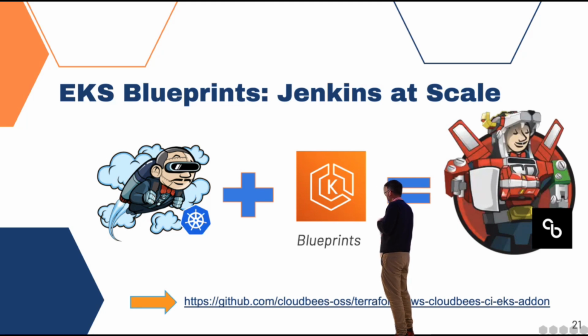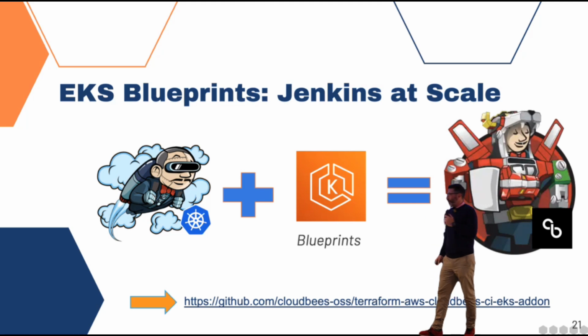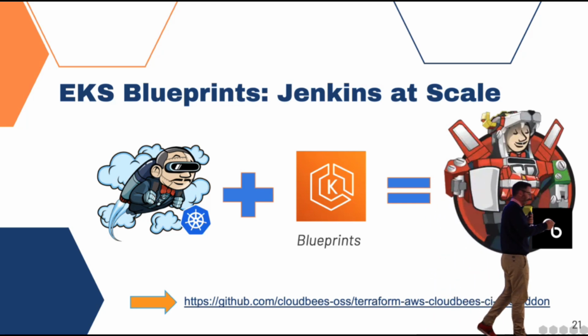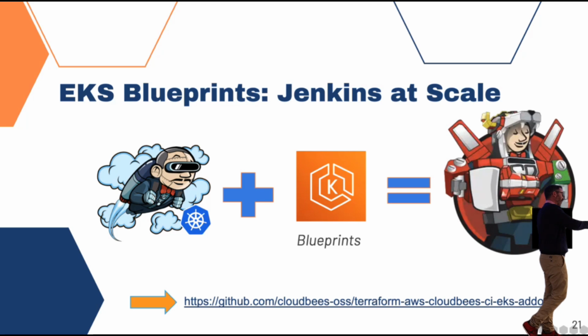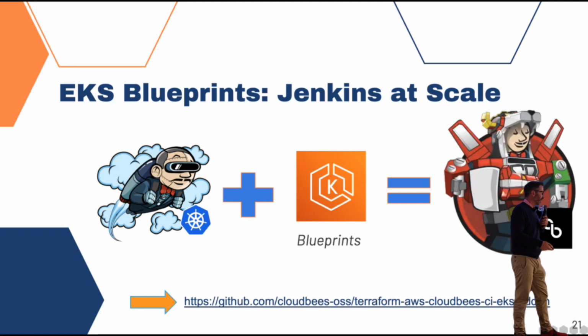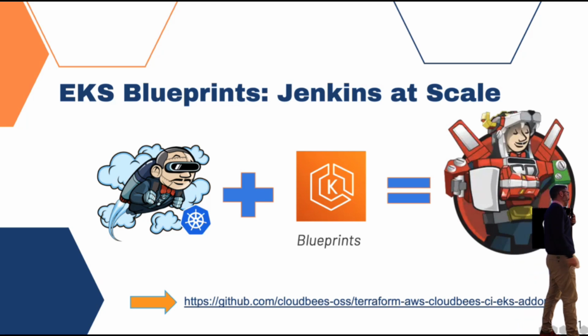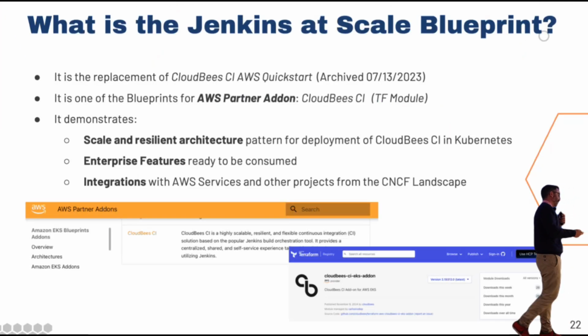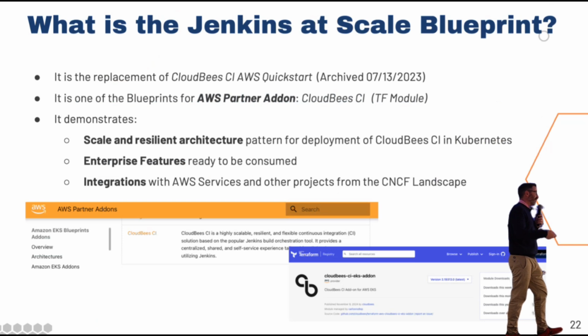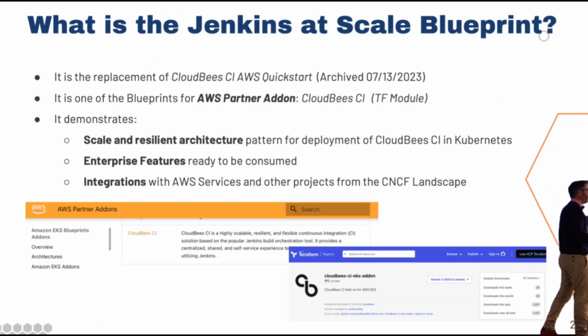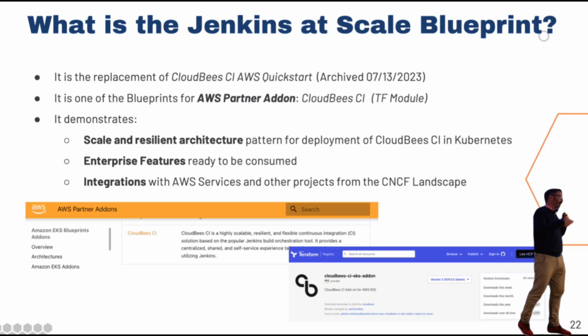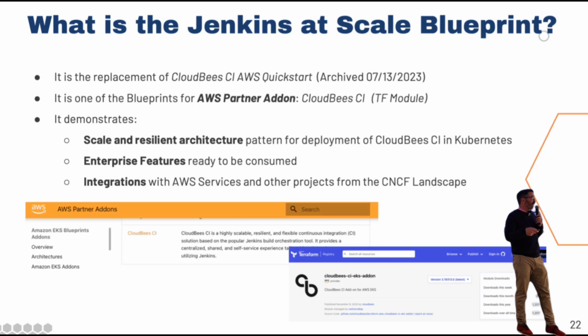So let's go to the final part. The final part is about the EKS Blueprints Jenkins at scale. We have covered Jenkins running on Kubernetes, and what we do is put a blueprint on top of it, and that's why we created the EKS Blueprint. So what are the Jenkins at scale blueprints? It's the replacement of the CloudBees CI AWS Quick Start.